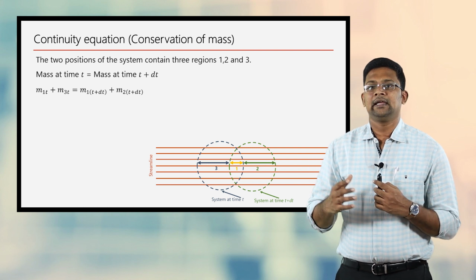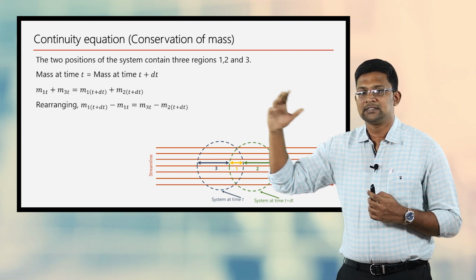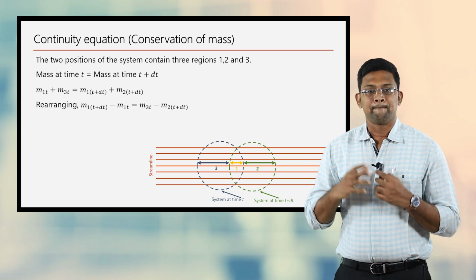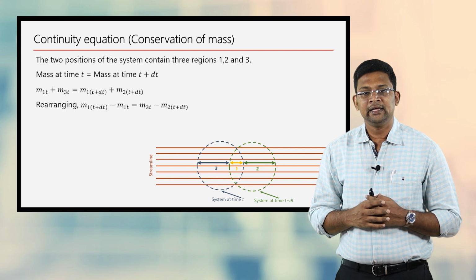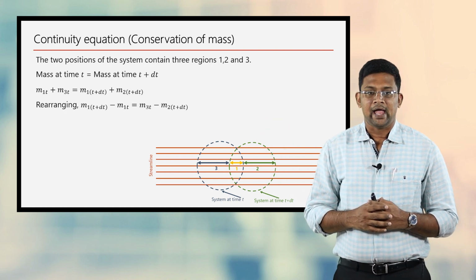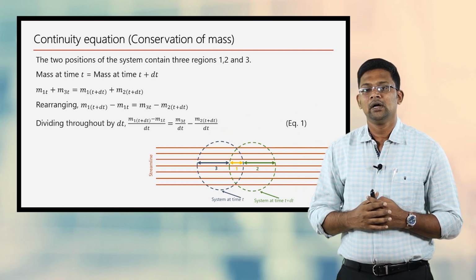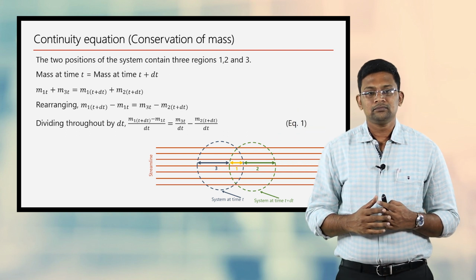And we are rearranging it in the next step such that all the region 1 terms come to the left hand side of the expression. So, m1 of t plus dt minus m1 of t is equal to m3 of t minus m2 of t plus dt. And in the next step, I am going to divide the entire expression by dt. So, this is our equation number 1.